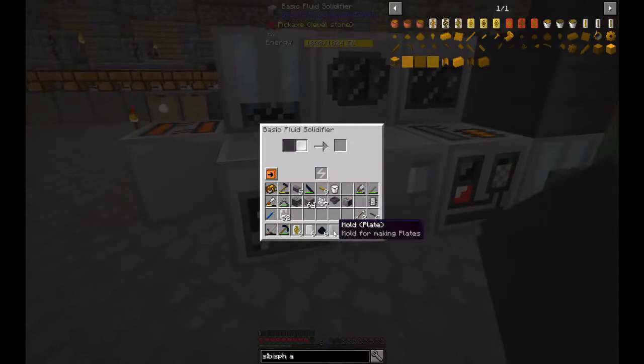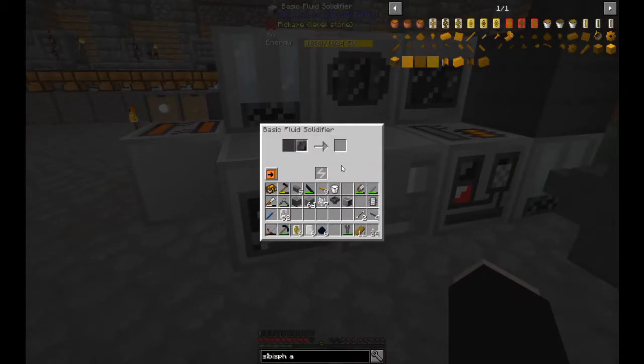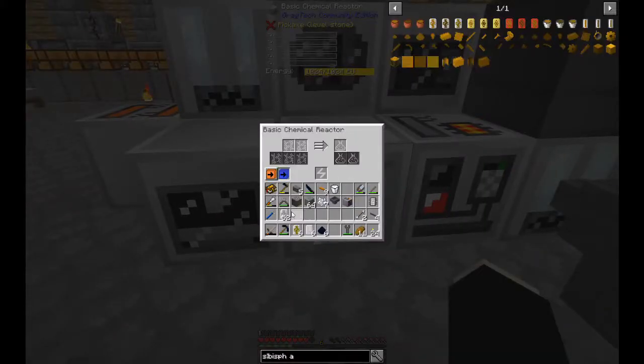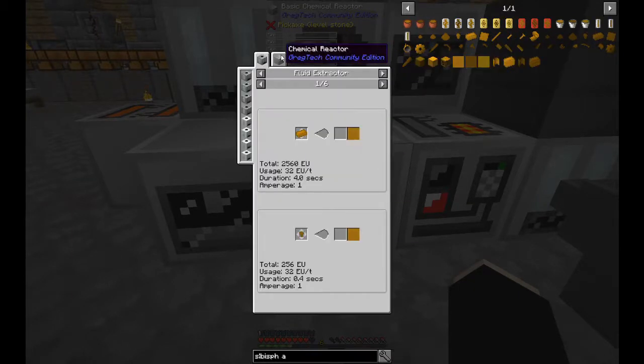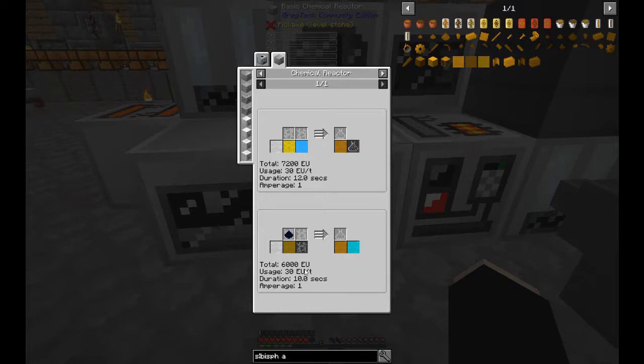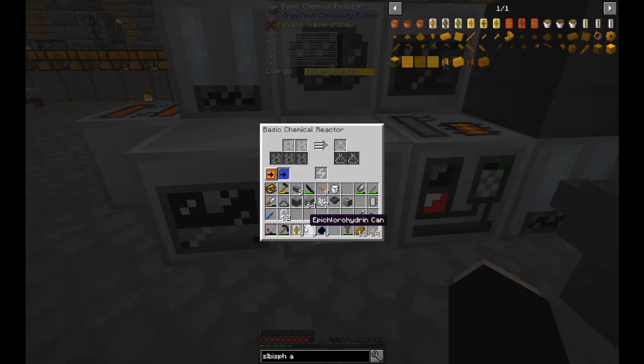Yeah, so the wrong stuff I put in there last time meant I had to break the machine and I lost it. Okay, one final check. Epoxy resin, chemical reactor, 30 EUs, which is the low voltage tier. Bisphenol A, epichlorohydrin, and sodium hydroxide dust.